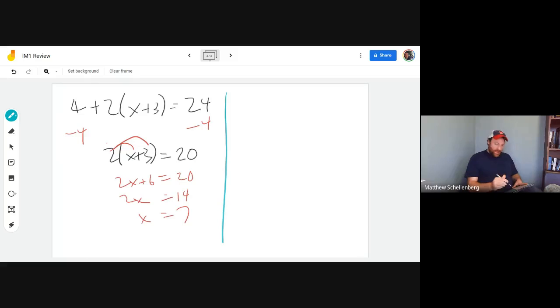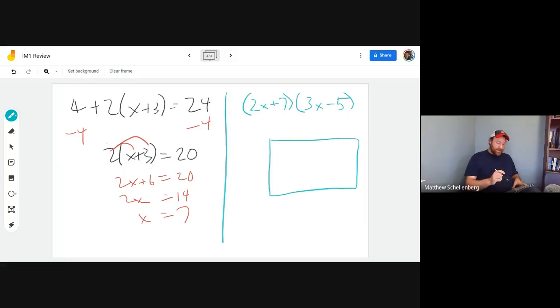So we are going to have a binomial. We're going to have like 2x plus 7 times 3x minus 5, something like that. And they want to know what that becomes when you simplify. So that's a question of area model. So what we do is there's 2 terms in the first bracket, and there's 2 terms in the second bracket. That means it's going to give us a 2 by 2 grid.